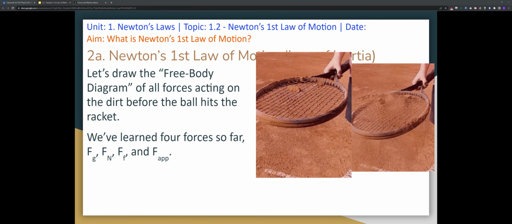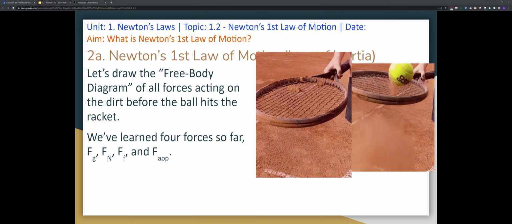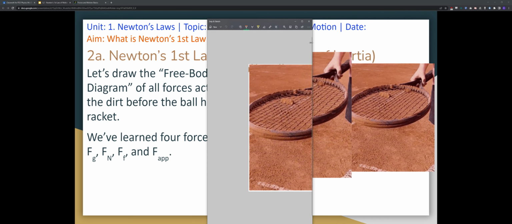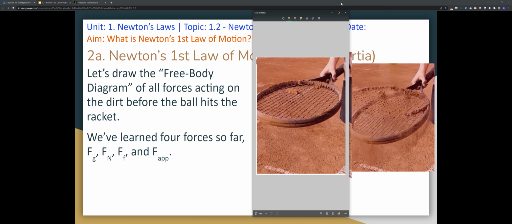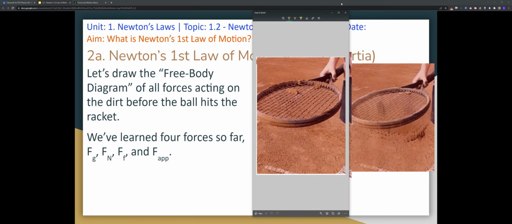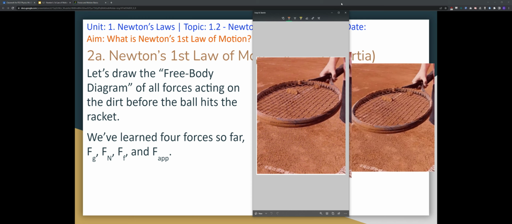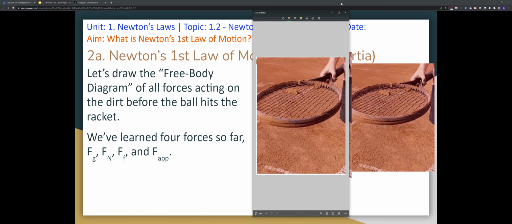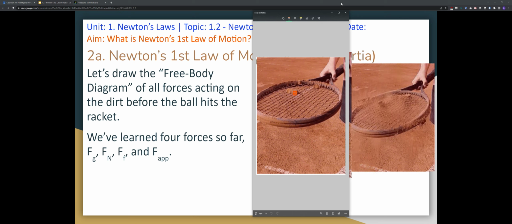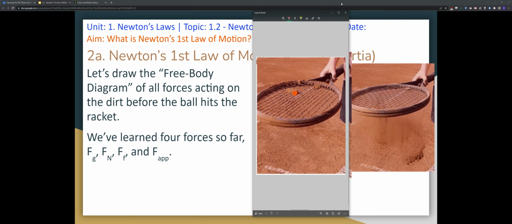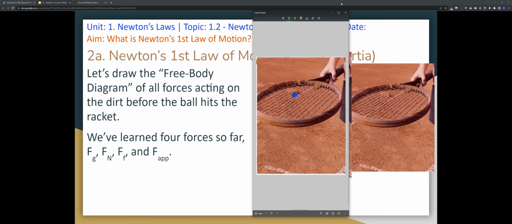And so this question says, well, draw the free body diagram of this picture, or rather of this GIF, right? So you can see in this GIF that you have a ball hitting the racket, and the racket goes downward. Now, if I want to draw a free body diagram of all my forces acting on the dirt, let me just use a different color. Let's see, red doesn't work too well. Maybe blue. Blue should be fine, right?